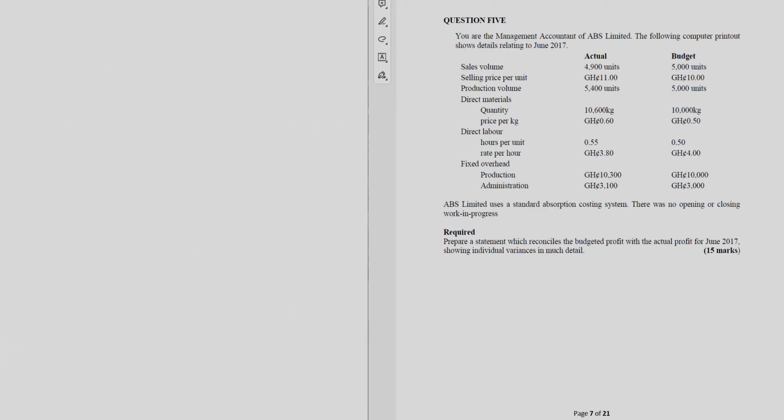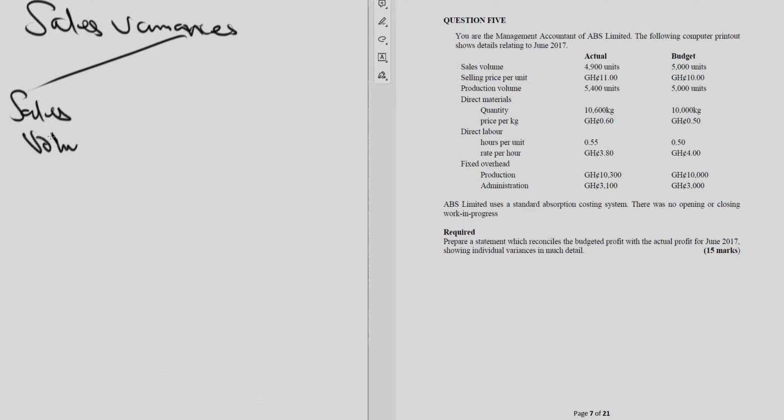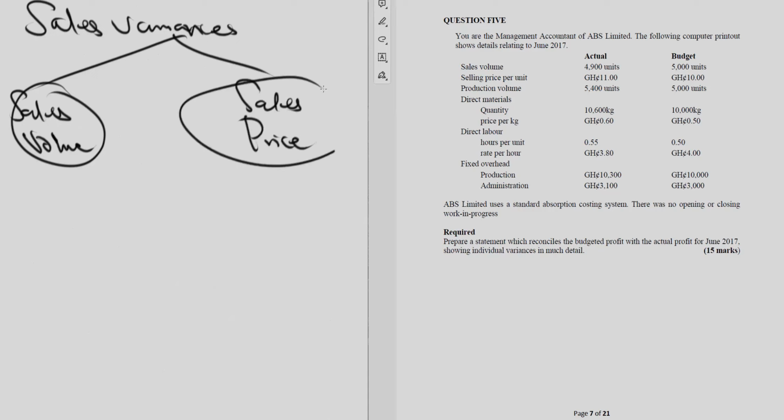Okay, but that being said, the last thing we need are actually our sales variances. And for sales variance, you need two things. It is always made up of sales volume. You know, to sell, you need the volume, the quantity sold, and you need the price. Okay, so sales variances are always two, just like all other variances. We have sales volume and sales price, the quantity variance and the price variance. And sales volume was directly given to us in the question.